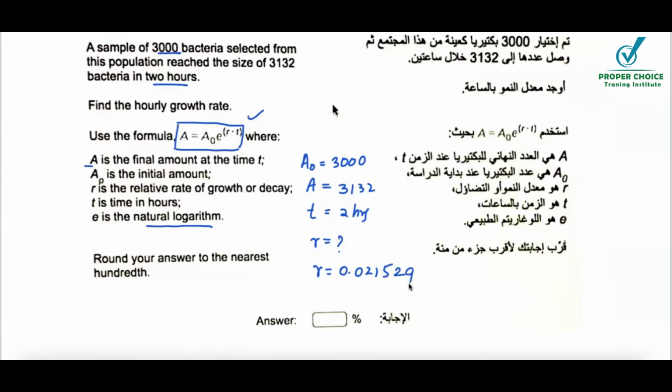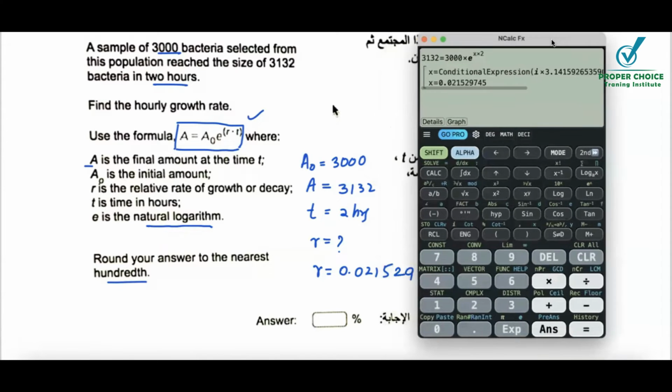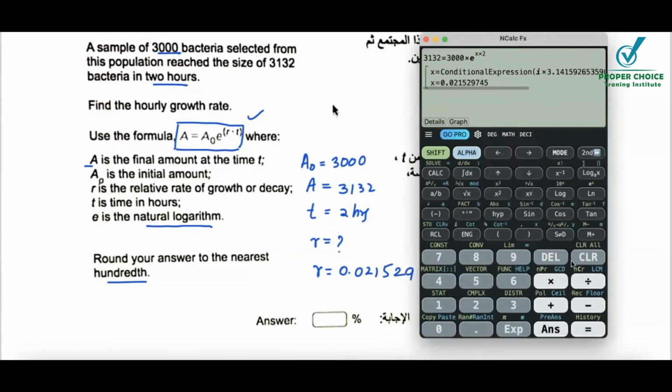1529 something. 29. The question asked us to round your answer to the nearest hundredth, and I have to give the answer in terms of percentage. So this is the value I got, but how do you convert that into a percentage? Whatever answer you got, you just need to multiply by 100. Converting any number to a percentage, just multiply by 100.